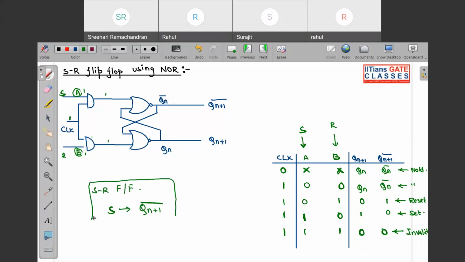So till now we have studied SR latch using NOR, NAND, and SR flip-flop using NOR. So in all the three places, set input is opposite to your complemented output. So this is going to help you in a lot of questions where S and R will not be marked for you. Okay. So up to this point, is everything clear?